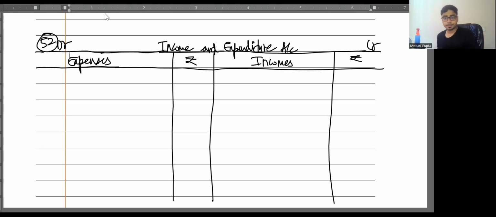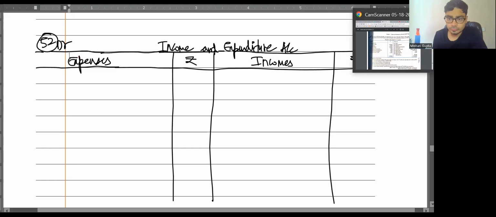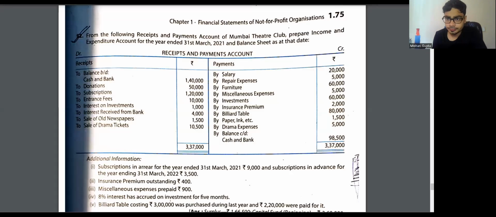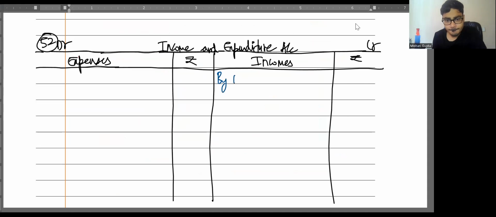Okay. So this is the format of the income and expenditure account, the basic account. So, what is the first thing in the receipt and payment account on the debit side? Balance brought down. Where should we show that? Nowhere. In this account, that will not be shown. Next. Then donation, 90,000. So it'll be by donation, 90,000.